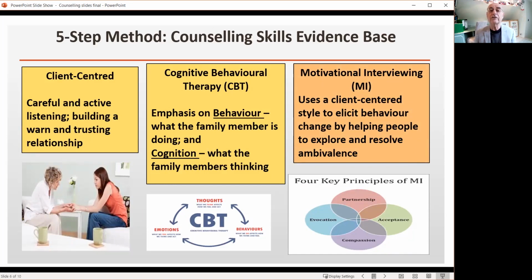These other 2 sets of ideas are CBT, or cognitive behavioral therapy, and motivational interviewing. CBT emphasizes the relationship between what people do, their behavior, and what they think, their cognitions, conceptualizing that these 2 elements will have a major effect on people's emotions too. And motivational interviewing uses an explicitly client-centered style to help people explore and resolve ambivalence, which is a major area for effective family members when dealing with their relative with the alcohol or the drug or the gambling problem.